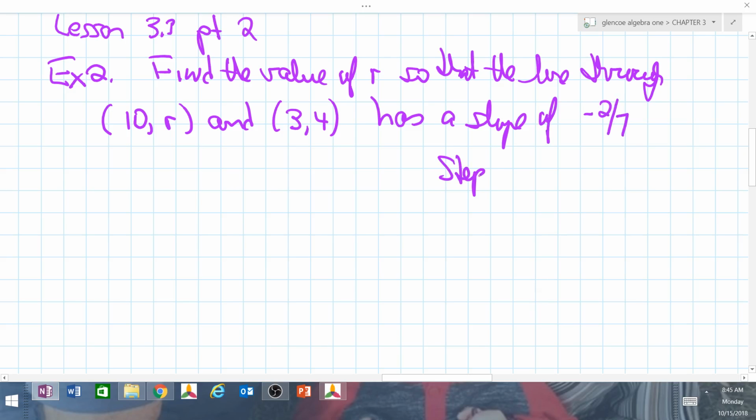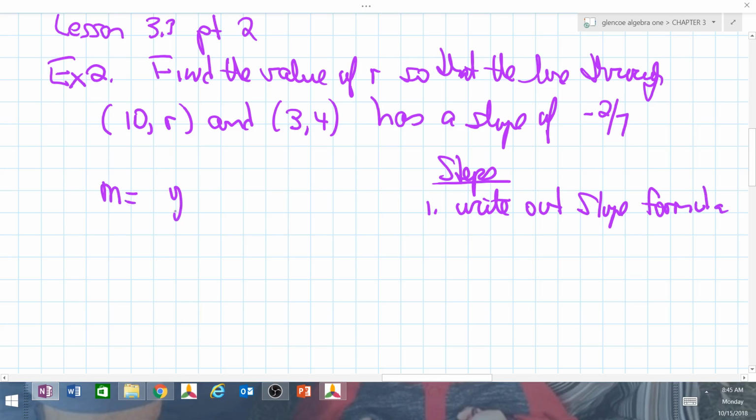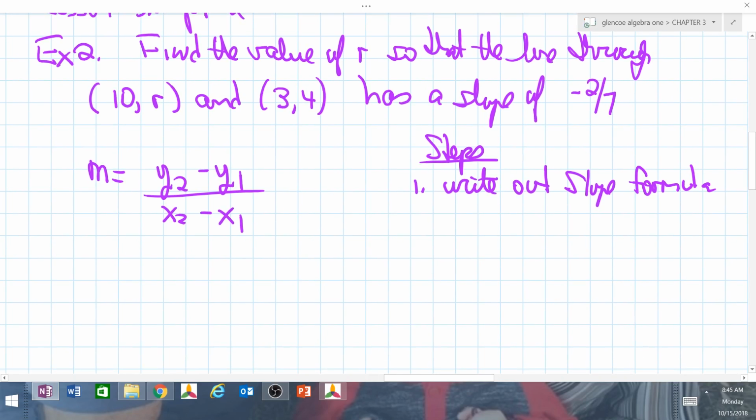Step number 1. We're going to write out the slope formula. m equals y2 minus y1 over x2 minus x1. Step number 2, we're going to plug in what we know.